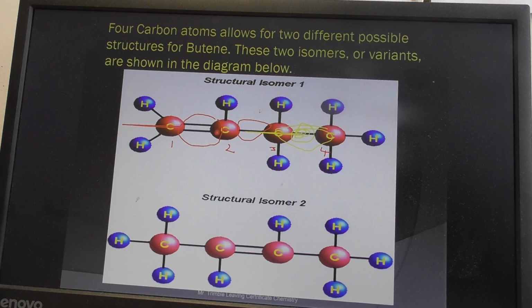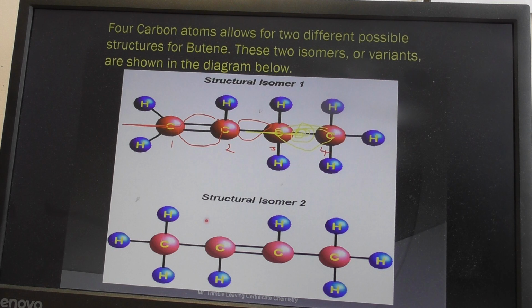Between the first and the second, and the second and third. Or if you put it over here, you would then number it 1, 2, so it's still between the first and the second, because you can number from any side, remember from yesterday. So there's the two structural isomers.